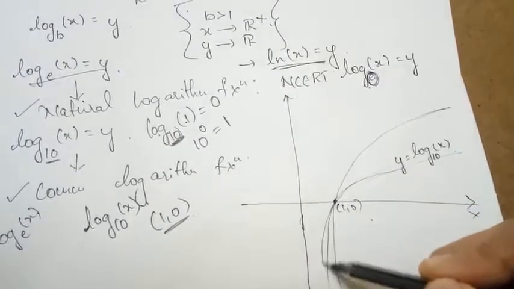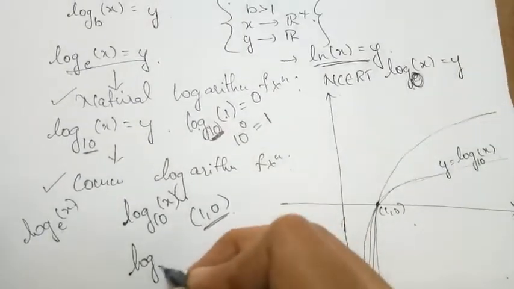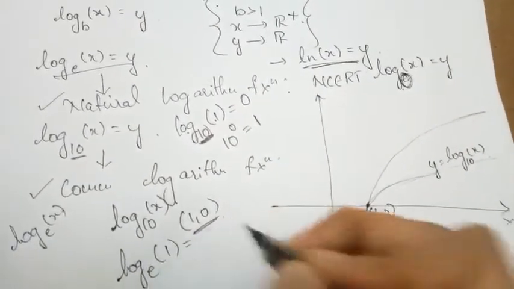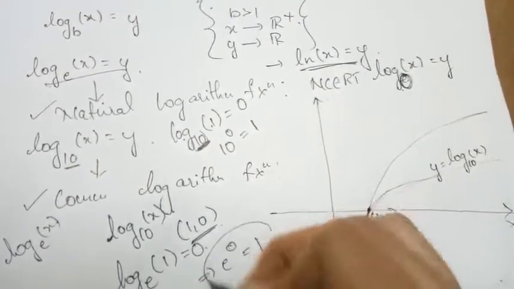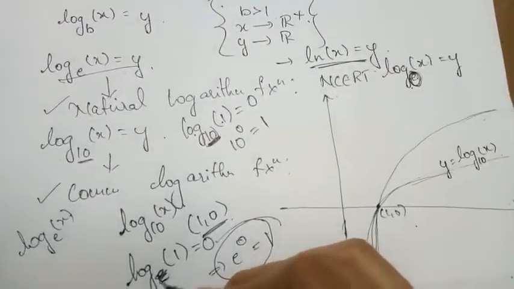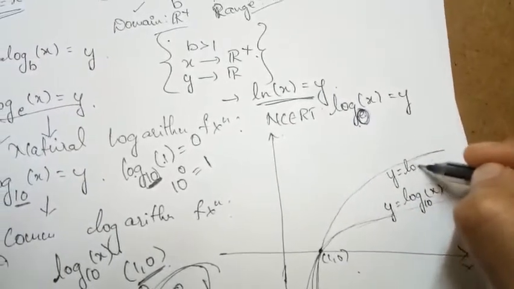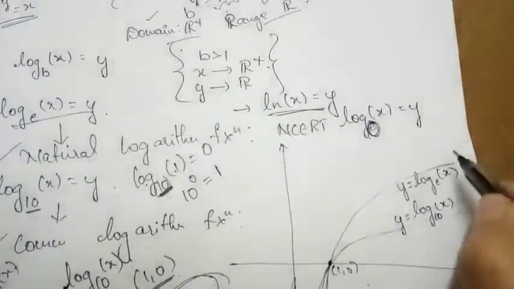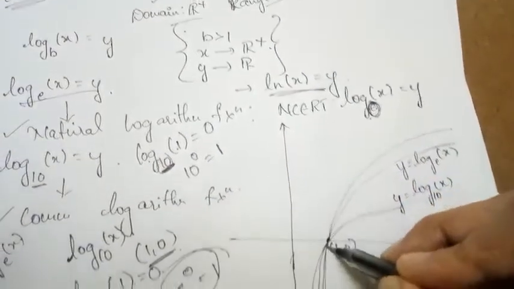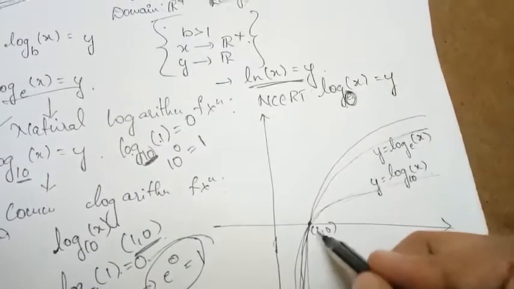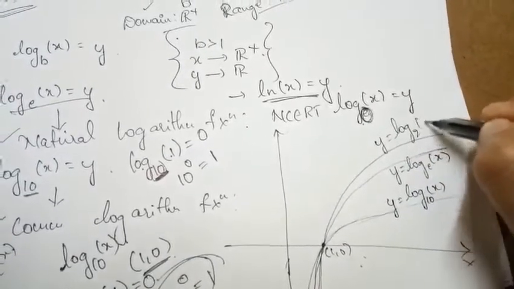It is also passing through (1, 0), what does that imply? Log e of 1 is equal to 0. It means e to the power 0, and anything to the power 0 is always 1. So irrespective of the base, whatever it might be, log of 1 is equal to 0. So this is the curve of the graph log e of x. If I draw with respect to the base 2, it will be like this somewhere, and it will also pass through the point (1, 0). This is y is equal to log 2 of x.